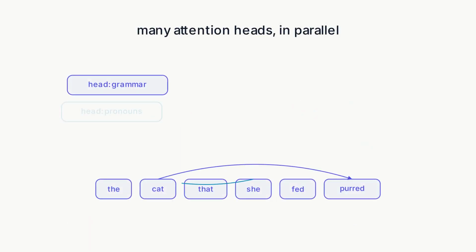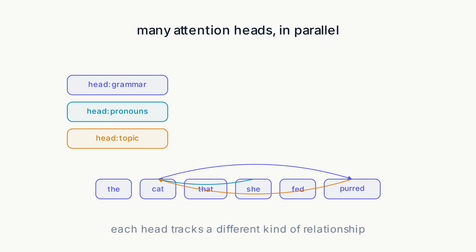But the model doesn't just look one way. It runs many attention operations side by side, called heads, and each one learns to track a different kind of relationship. One head might follow grammar, linking each verb to its subject. Another might track which pronoun points to which name. Another might just follow the overall topic. Picture dozens of these heads, all reading the same sentence through different lenses at the same time, then pooling what they each discovered. That's why you'll often hear it called multi-head attention.